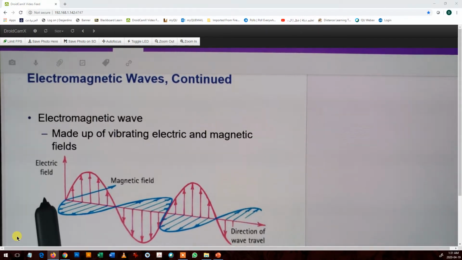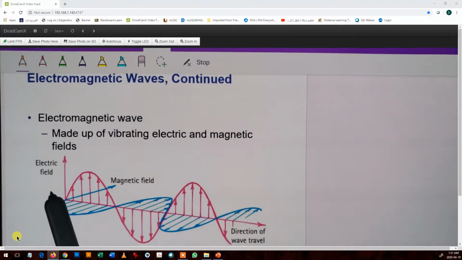As you can see in the photo, the red one is the electric field, which is changing as a sine or a cosine with a phase shift. And the magnetic field is the blue wave, which is perpendicular to the electrical field. The magnetic field is always perpendicular to the electrical field, and this is the direction of wave travel, from left to right.